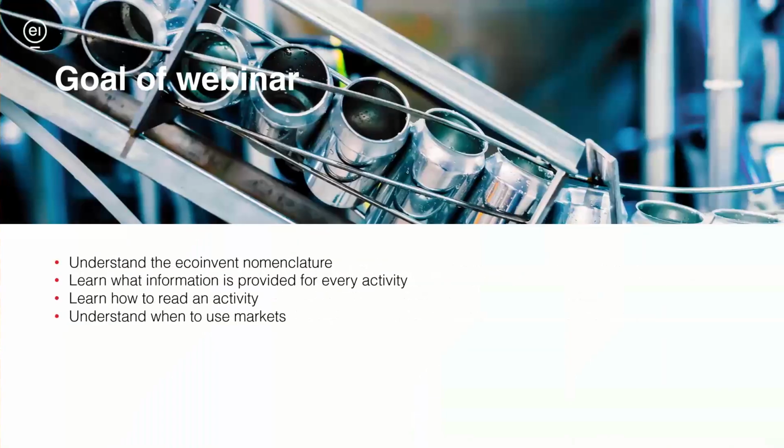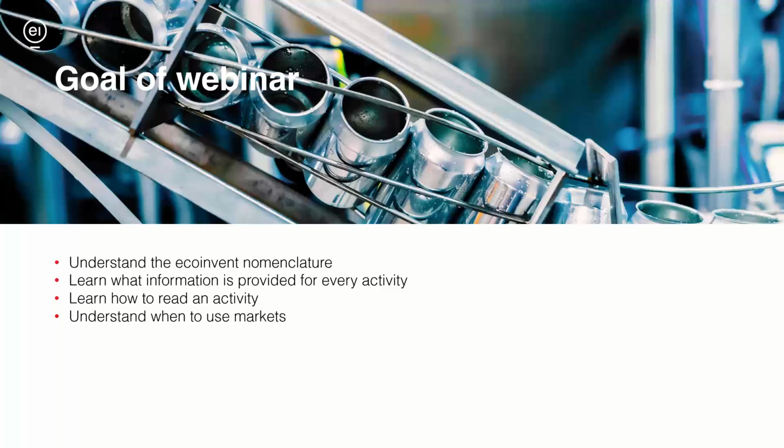So let me first of all clarify what is going to be included in the webinar and what will be outside the scope of this webinar, but you can already register for other webinars of this series and get more information. So in this webinar, we are going to focus on understanding the ecoinvent language, how do we read the ecoinvent activity names, to learn what information is provided for every activity, what are the formats available for every activity, and we are going to learn how to read an activity.